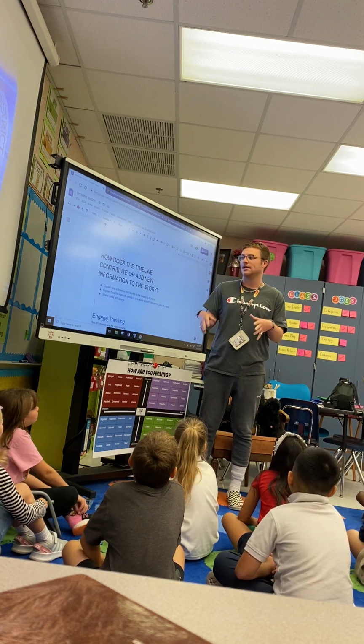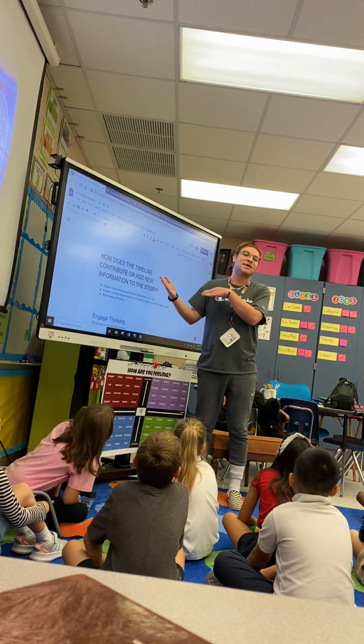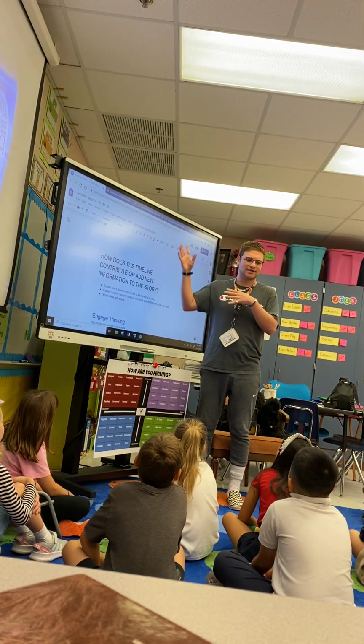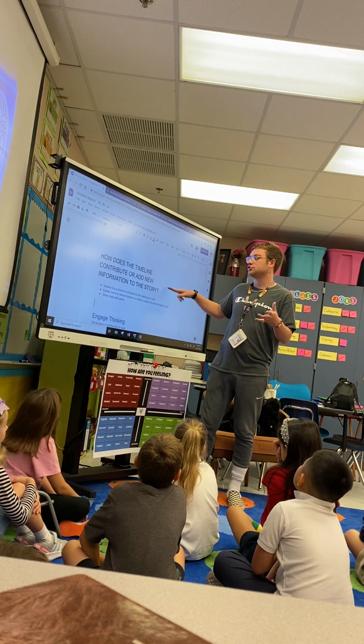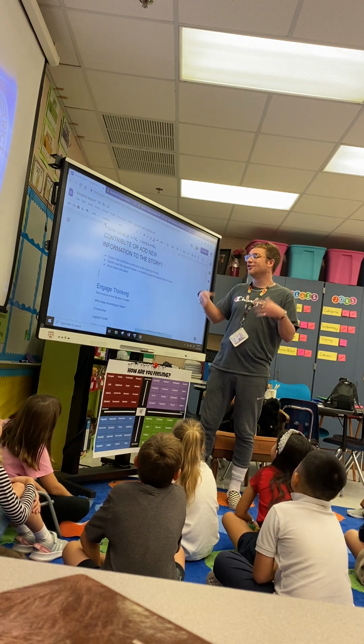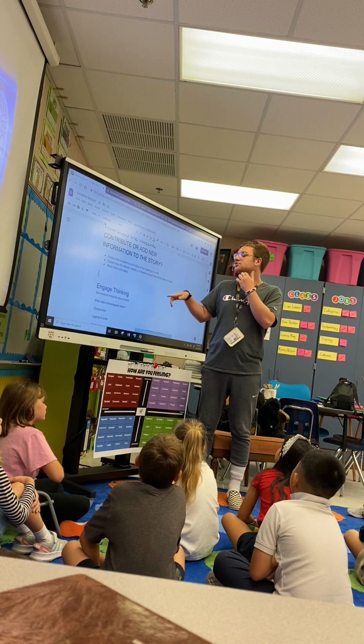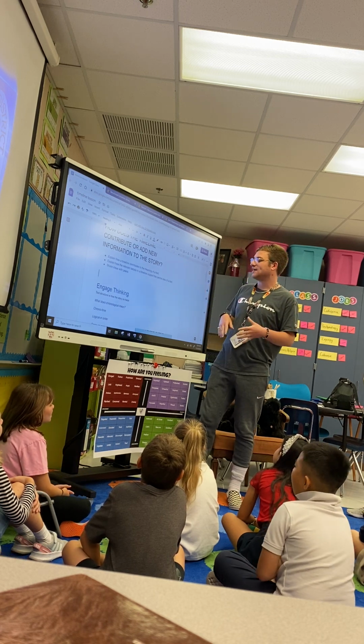So I put contribute or add just in case you see it on a test or an assignment. You know that the word contribute means add. Okay? So we're gonna see how the timeline adds information to our story or contributes to it. And these are our learning targets, what we're gonna be able to do at the end of the lesson or during the lesson. So we're gonna be able to explain how a timeline contributes.